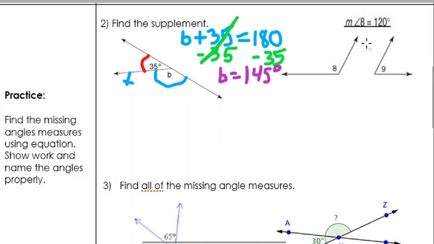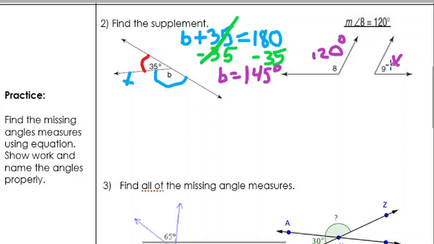In my next example, I have two angles that are non-adjacent, they're not next to each other, but it says it's supplementary. So I'm going to find the supplementary angle. It says angle 8 is 120. So angle 8 is 120 degrees. We need to know what angle 9 is.